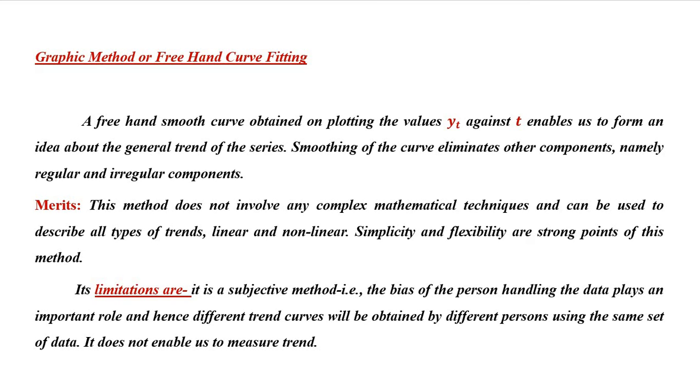Smoothing of the curve eliminates other components, namely regular and irregular components. This method does not involve any complex mathematical techniques and can be used to describe all types of trends, linear and nonlinear. Simplicity and flexibility are strong points of this method. But its limitation is that it is a subjective method. That is, the bias of the person handling the data plays an important role, and hence different trend curves will be obtained by different persons using the same set of data. So it does not enable us to measure trend.